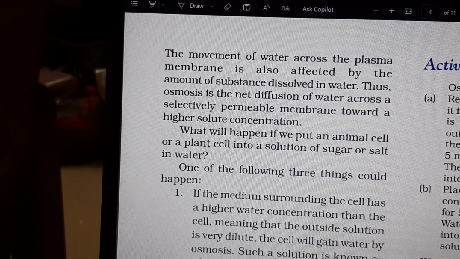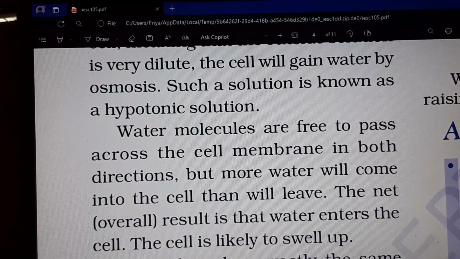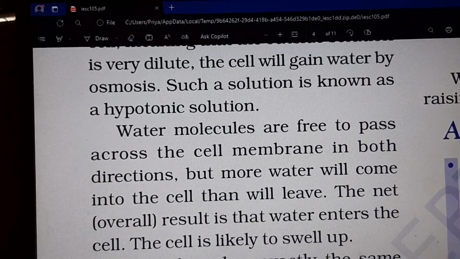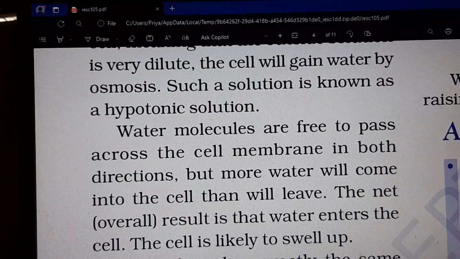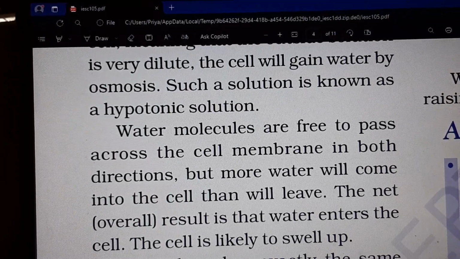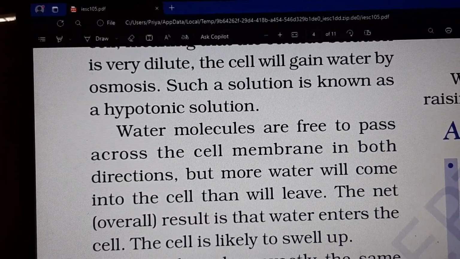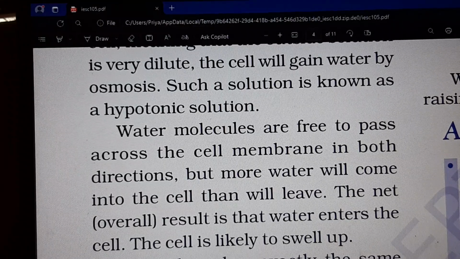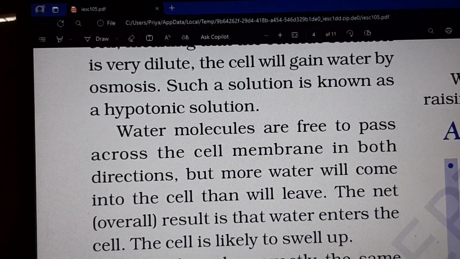If the medium surrounding the cell has a higher water concentration than the cell, meaning that the outside solution is very dilute, the cell will gain water by osmosis. Such a solution is known as hypotonic solution. Water molecules are free to pass across the cell membrane in both directions, but more water will come into the cell than will leave. The net overall result is that water enters the cell, which is likely to swell up.